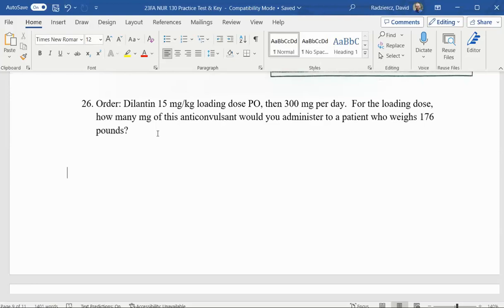For this question, it says, how many milligrams of anticonvulsant would you administer to a patient who weighs 176 pounds? And we're talking about the loading dose. So what is the loading dose? The loading dose is 15 milligrams per kilogram. So we need to account for that kilograms, so we need to look at the patient's weight in pounds. This is an example of a two-step problem. We're going to take the patient's weight in pounds, the 176, divide it by 2.2. I think that's going to give me 80, but let me just double check.